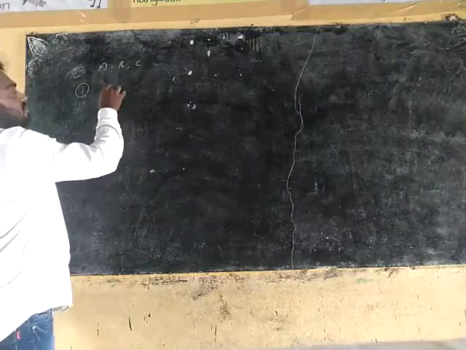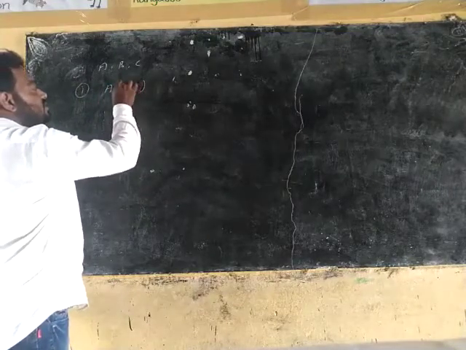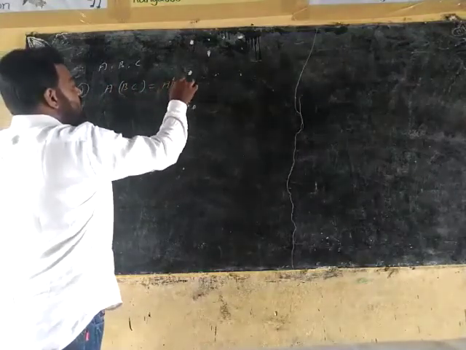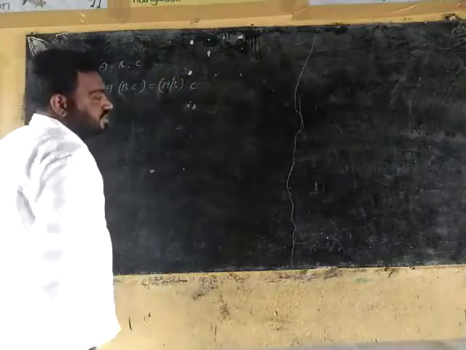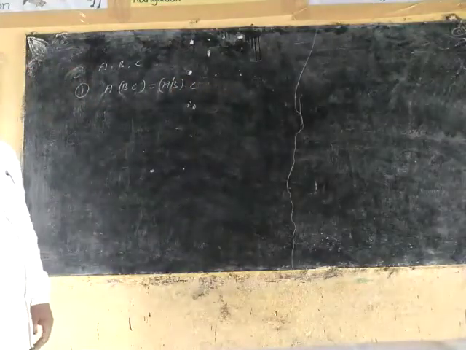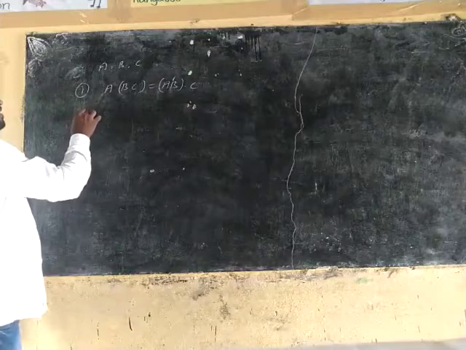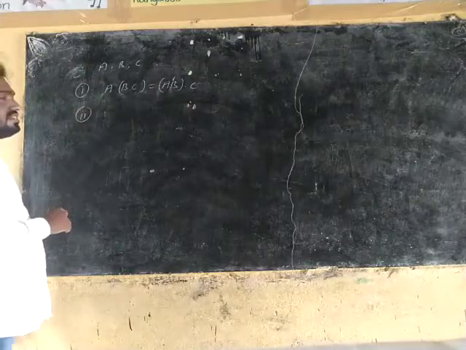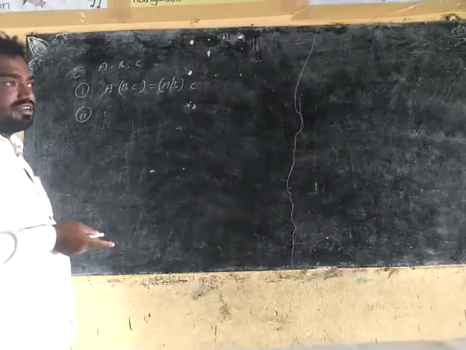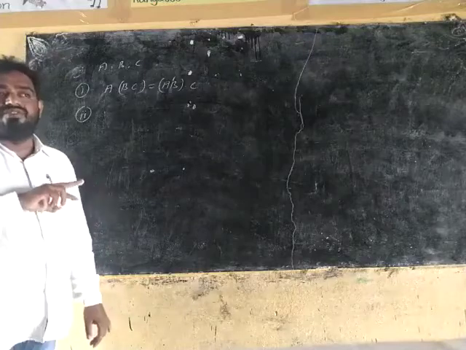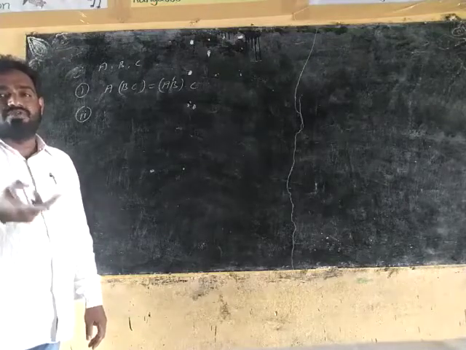What is the associative law? A into BC is equal to AB into C. It satisfies the associative law. Next, the second one: it satisfies the distributive laws. Distributive laws are of two types: left distributive law and right distributive law.